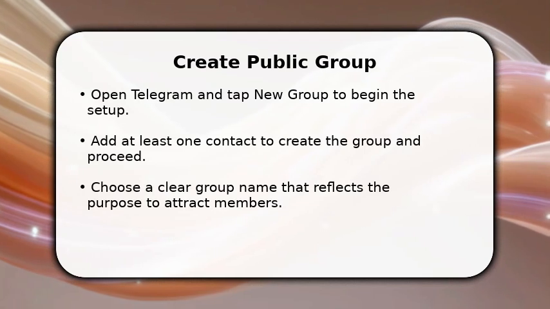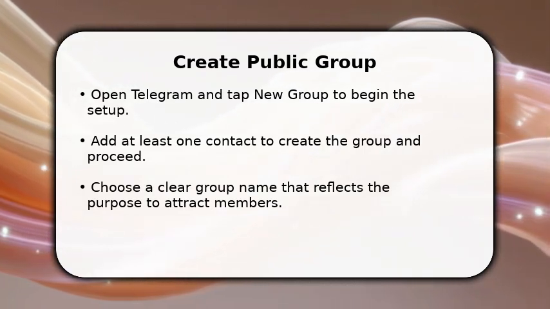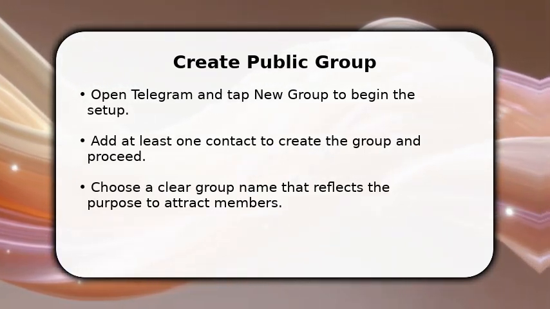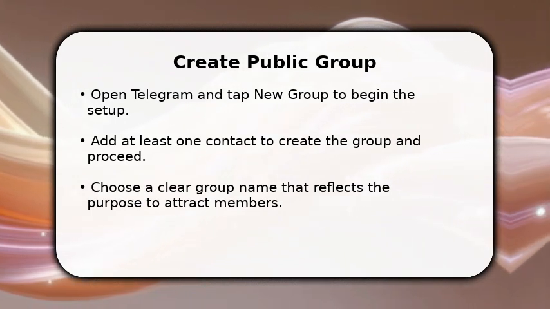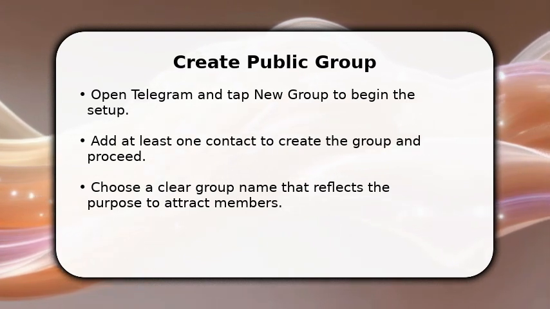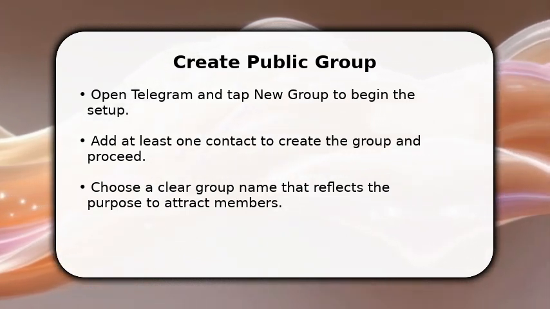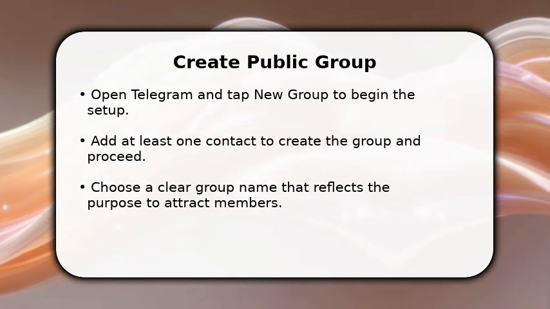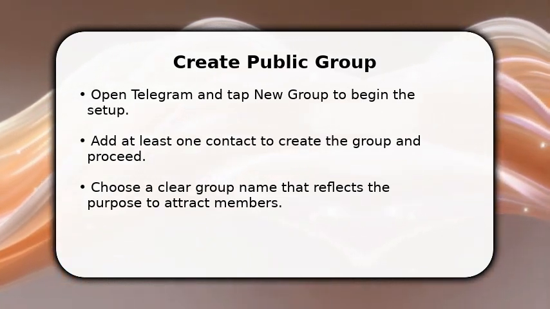In this video, I will show how to create a public group in Telegram, step by step. From Telegram Home, tap New Group, add a friend, then tap Next to start settings. Select a recognizable name, optional photo, and choose Public as the visibility. Create a unique username for the public link, confirm rules, and tap Create.